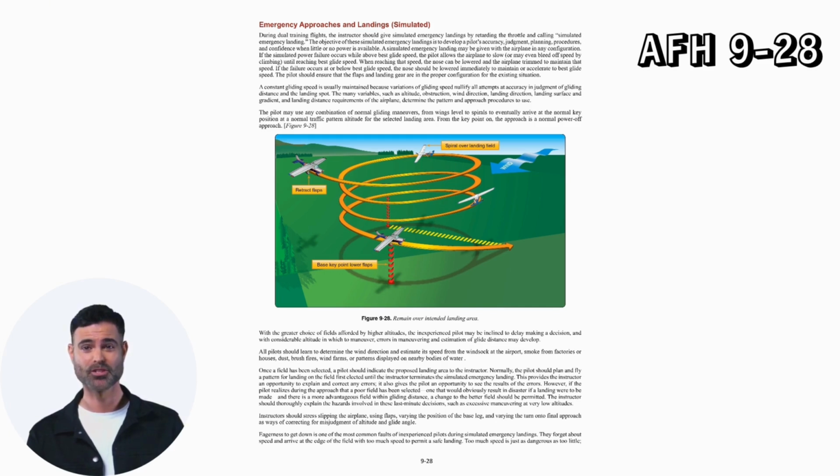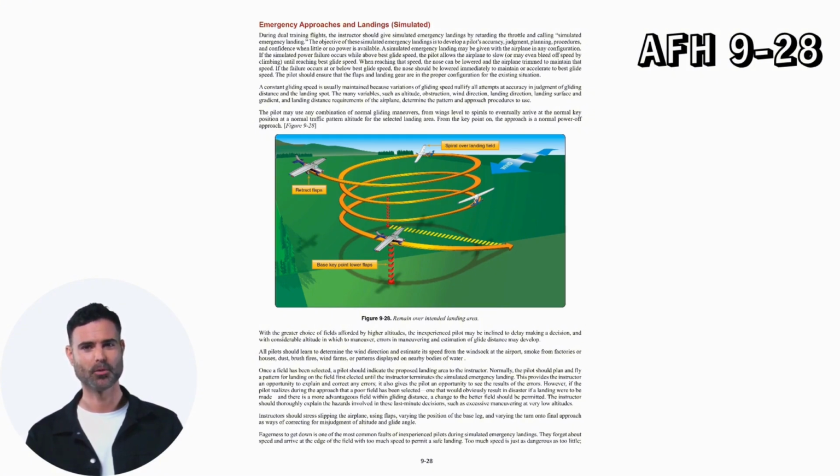All pilots should learn to determine the wind direction and estimate its speed from the windsock at the airport, smoke from factories or houses, dust, brush fires, wind farms, or patterns displayed on nearby bodies of water. Once a field has been selected, a pilot should indicate the proposed landing area to the instructor. Normally, the pilot should plan and fly a pattern for landing on the field first selected until the instructor terminates the simulated emergency landing. This provides the instructor an opportunity to explain and correct any errors. It also gives the pilot an opportunity to see the results of the errors.